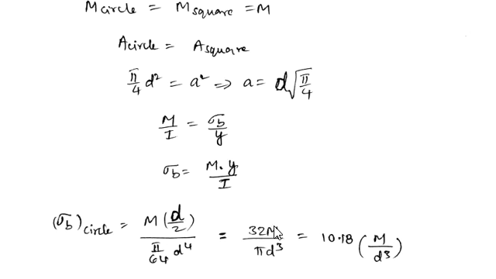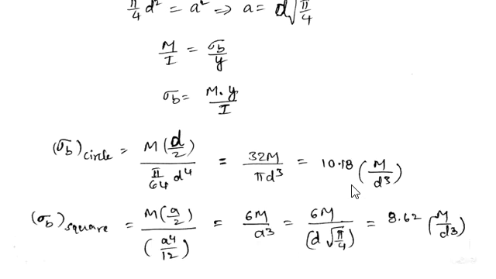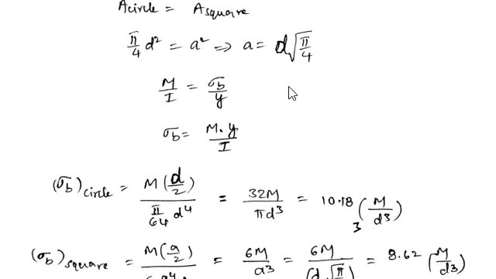If you simplify that, we get 32 M by pi d cube, or 10.18 into M by d cube. In the same way, if you find sigma b for square cross section, you can write M, and y will be, if the total side is a, a by 2 from central axis to the outermost layer, and I for square is a power 4 by 12. If you simplify we get 6M by a cube, and in the place of a we can put d into under root of pi by 4.